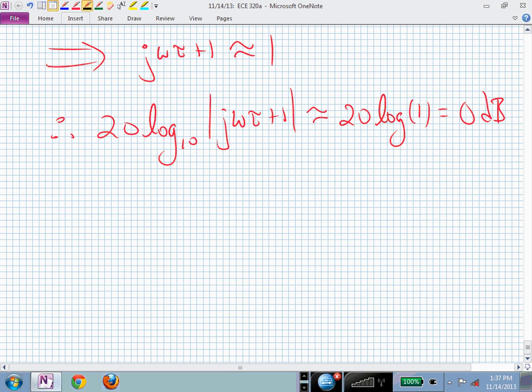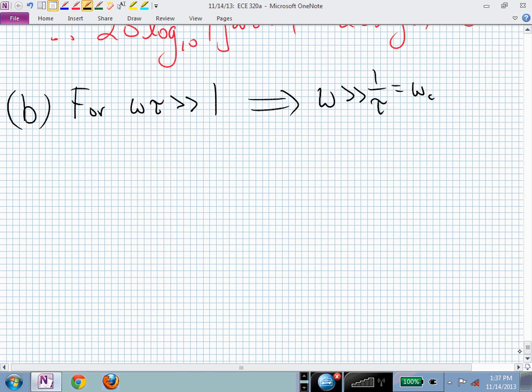So now what do we have? We have the little bear. Now let's look at Papa Bear, which means B. Suppose we take omega tau much bigger than 1. This now says that omega is much bigger than the pole, or the cutoff frequency omega sub c. So omega much larger than the break frequency or the cutoff frequency.